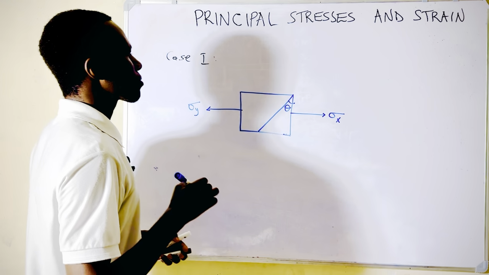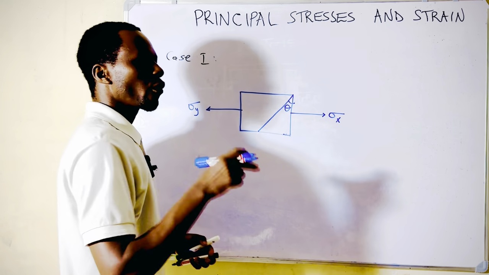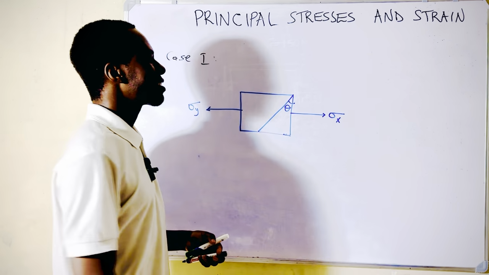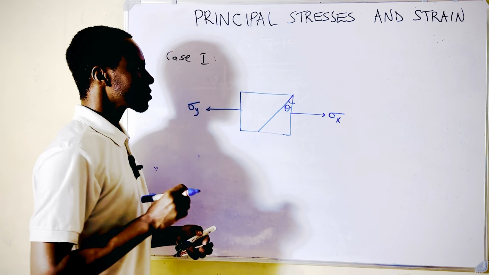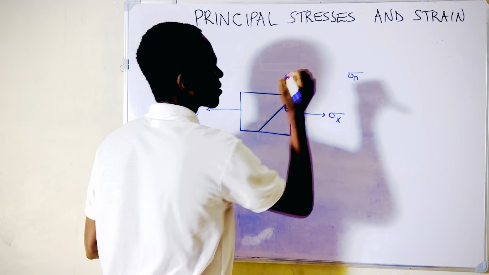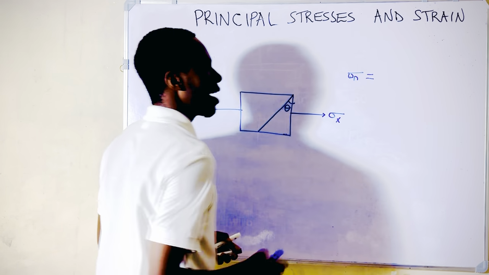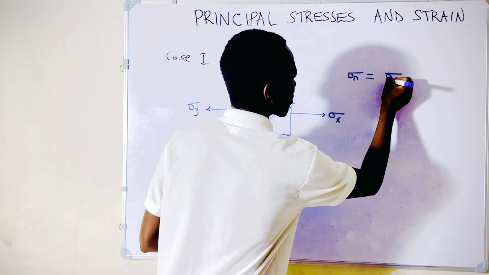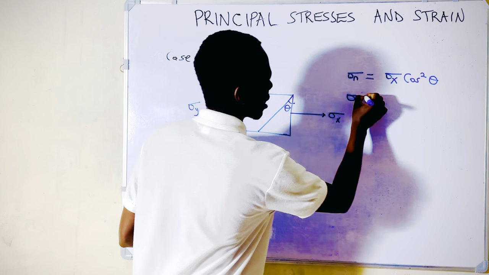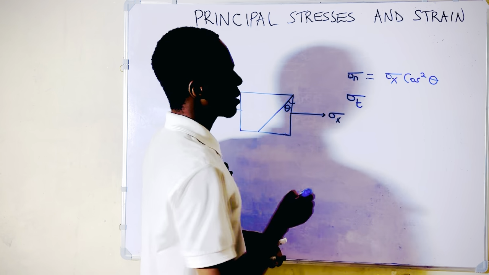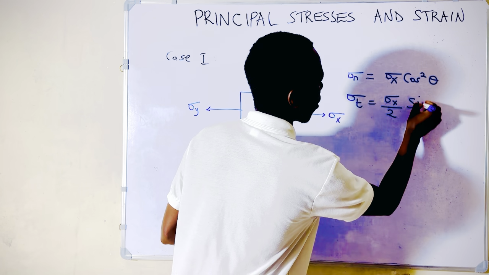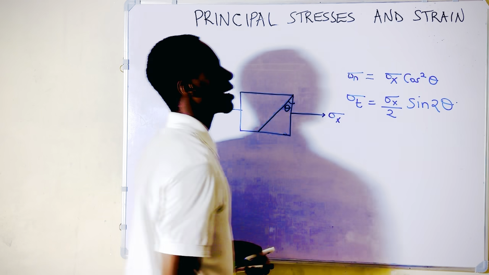What happens is that if the question asks you to find the normal stress and the tangential stress on this inclined plane, the formula simply says the normal stress, represented with sigma n, is given by sigma x cos square theta. And then the tangential stress sigma t is given by sigma x by 2 sine of 2 theta.